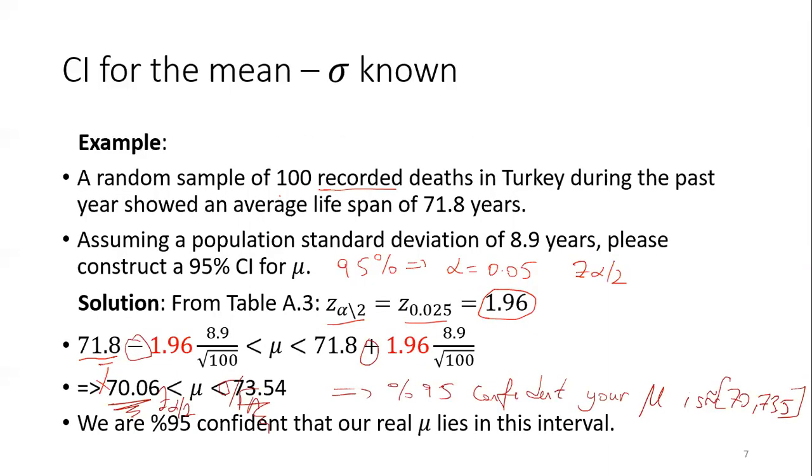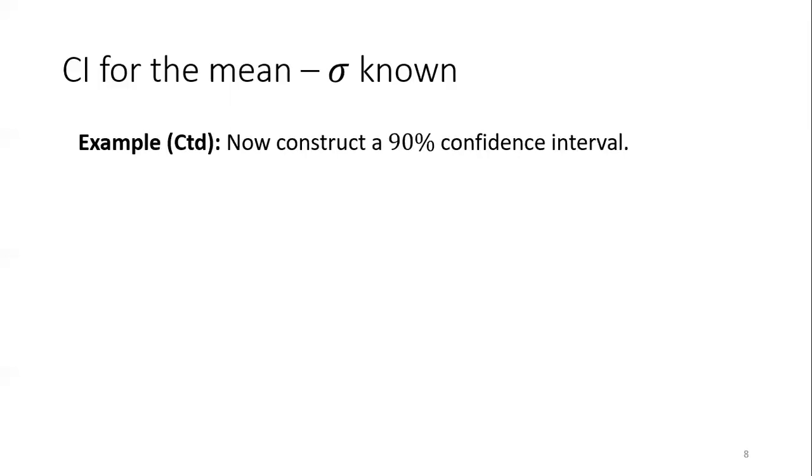We are 95% confident that our real mu is in this interval. Now let's talk about the 90% confidence interval. Remember the previous was 95%. So what do you think? Is it narrower or wider? If I make a confidence interval in which you are less confident, should it be narrower or wider?